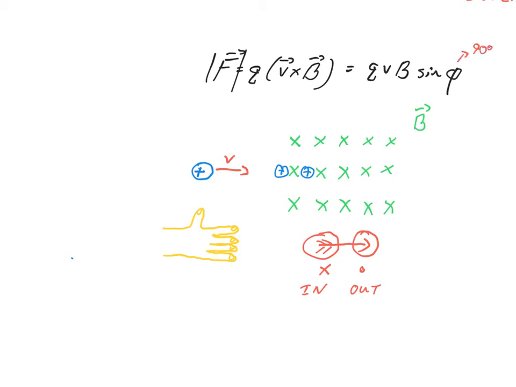So the sine of 90 degrees is going to be just 1, so I just get qvB. Of course, that's not always the case, but in this case it is. Let's find the direction of the magnetic force.